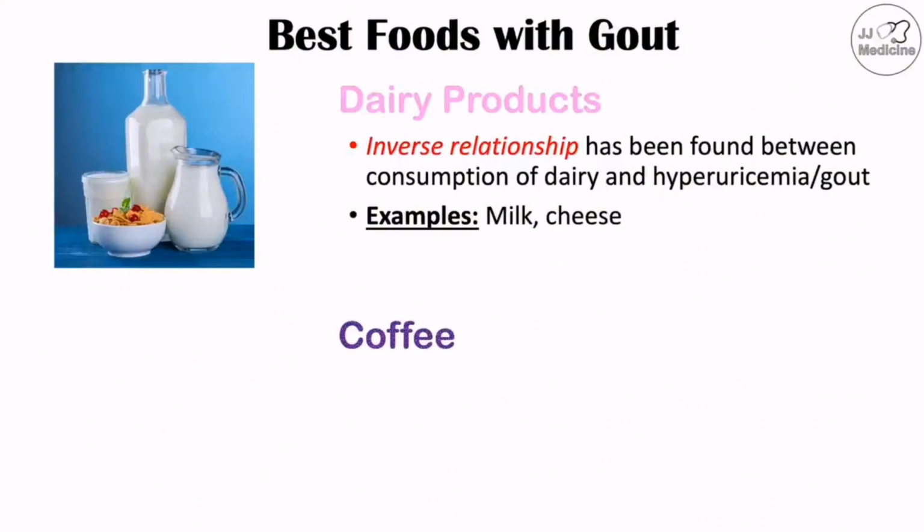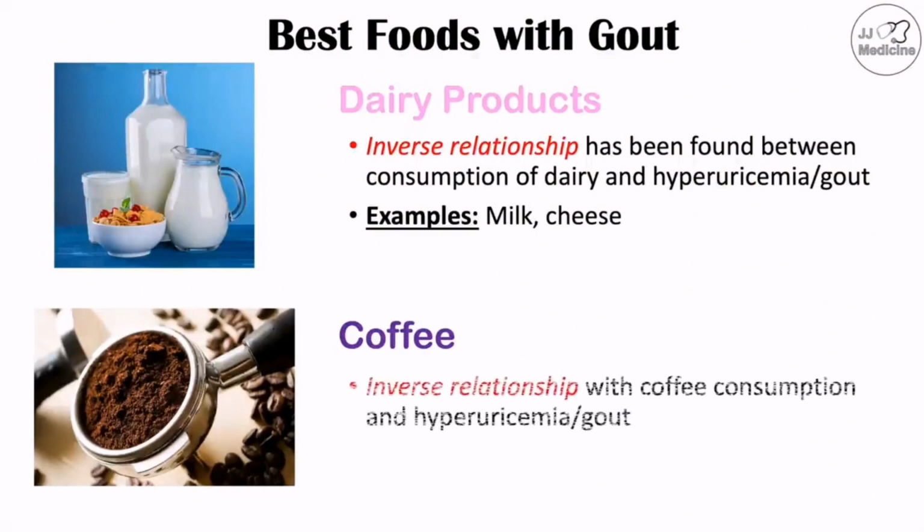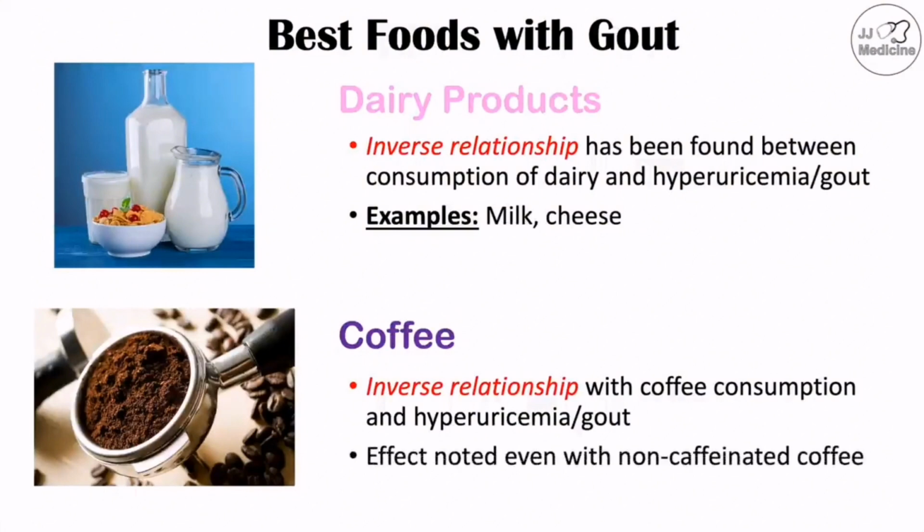We can also see consumption of coffee being good if you have gout as well. And there is also this inverse relationship with coffee consumption and hyperuricemia and gout. So as you increase your coffee consumption, your risk of hyperuricemia and gout goes down. And some of the quoted studies had participants drinking upwards of 6 cups of coffee per day. So some of the studies showed high levels of coffee consumption can reduce risk of hyperuricemia and gout. And what was interesting to note was that the effect, this inverse relationship, was noted even with non-caffeinated coffee. So decaf coffee can also seem to play a role in reducing your risk of hyperuricemia and gout.